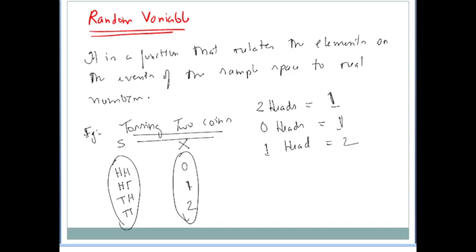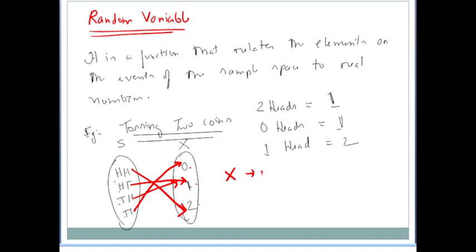So the random variable will be relating the events of the sample space. What are the different events of the sample space? The different events of the sample space are head head, head tail, tail head, tail tail, and the real numbers are 0, 1, 2. When we get tail tail, there will be zero heads. Two heads will be obtained in head head. One head will be obtained in head tail, and one head will be obtained in tail head. Now this will be the random variable.